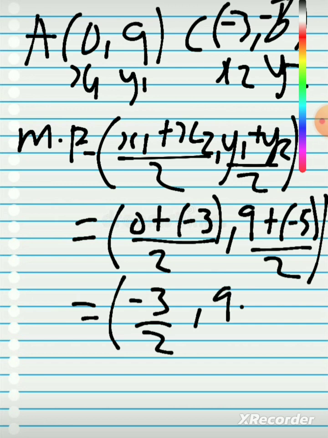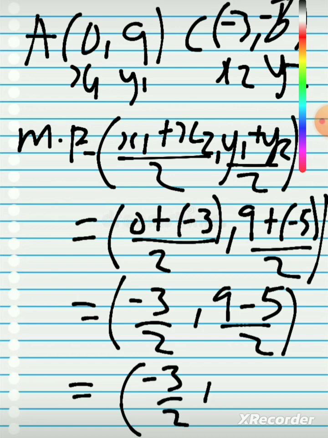Okay, 0 plus -3 is -3 divided by 2, comma 9 plus -5. It's okay, if you want you can do this to avoid making mistakes, but if you can calculate, you can see that the answer is 4 there. So it's going to be -3 over 2, and 9 minus 5 is 4 over 2, which you can reduce further, because 4 over 2 is 2. So the final answer is going to be -3 over 2, comma 2. I've just run out of space.